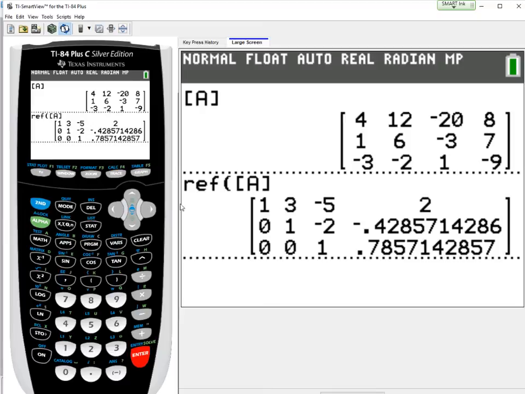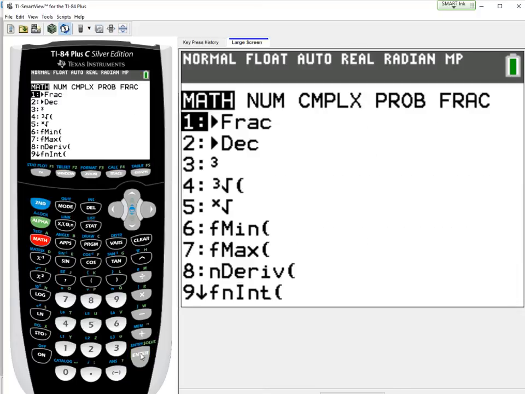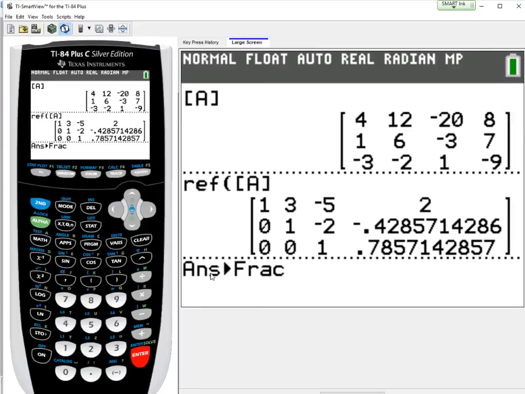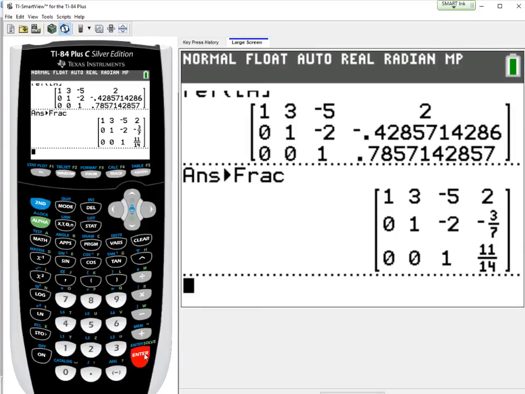All right, let me show you something real quick also. Sometimes you're going to get these nasty bits. If there is a fractional equivalent, you can just go over to math, frac, and it's going to turn the answer into a fraction, which is much nicer. Okay? And I'm sure you can figure out how RREF works, right? Yeah. Same thing. That is it. Let me stop this.